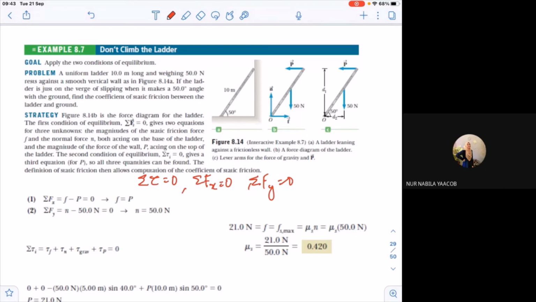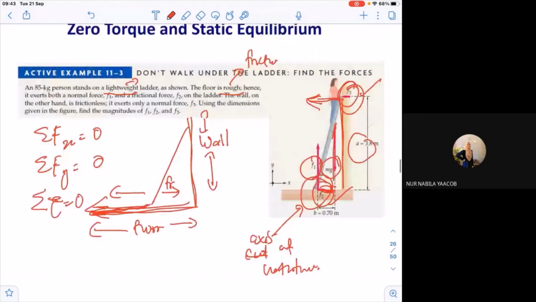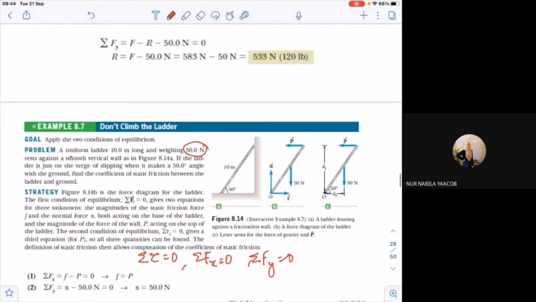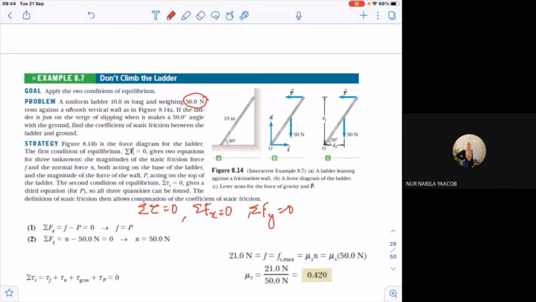A uniform ladder 10 meters long and weighing 50 Newton rests against a smooth vertical wall. Okay, a uniform ladder and weighing. That means the ladder has some mass. Okay, in this case, they have the weight as 50 Newton. So maksudnya ladder itu ada dia punya berat dia sendiri. Macam biasanya tadi light plank, dia mention light plank, lightweight ladder, so kita tak ambil dia punya value. Tapi sekarang ni kita ambil dia punya value disebabkan oleh dia mention mengenai berat ladder.